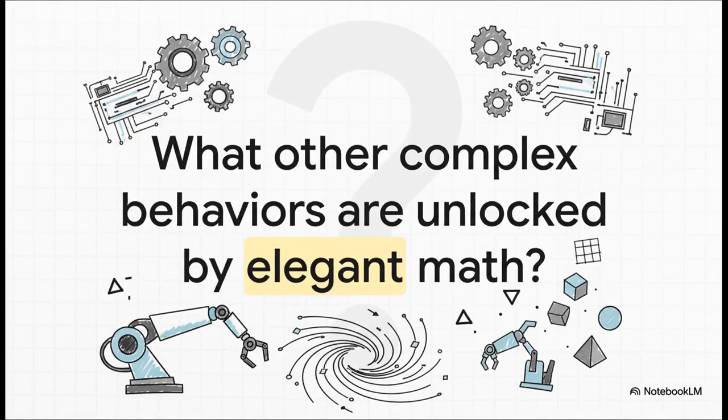And that kind of leaves us with one last big thought to chew on. If this one, relatively simple matrix is the key that unlocks a robot's ability to both move and apply force with precision, it really makes you wonder, what other incredibly complex behaviors, from a robot learning to walk to gently grasping a fragile object, are just waiting to be unlocked by the next single, elegant piece of math?